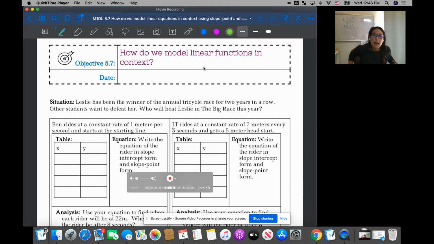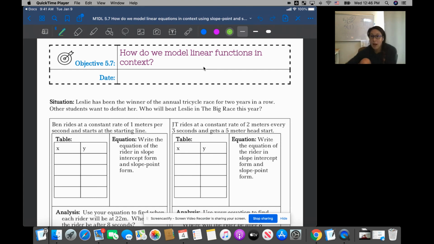Okay, we're looking at linear functions like in the real world. So how would I use this to describe a situation? Here's a situation I have for you. Leslie has been the winner of the annual tricycle race for 2 years in a row. Other students want to defeat her. Who will beat Leslie in the big race this year?